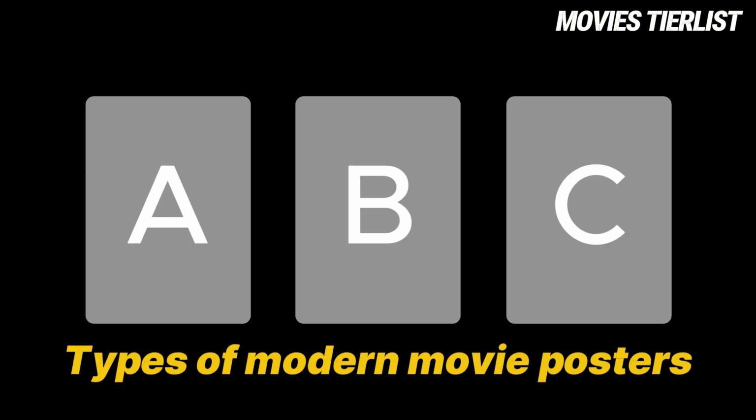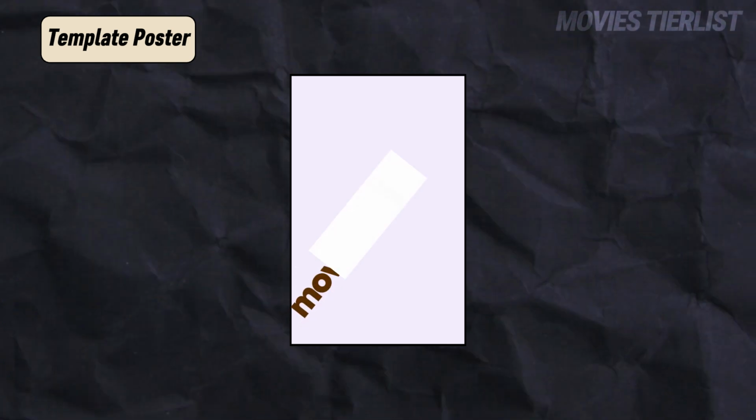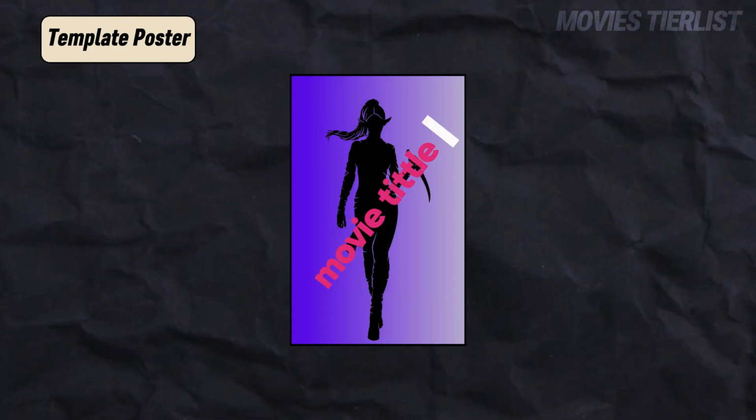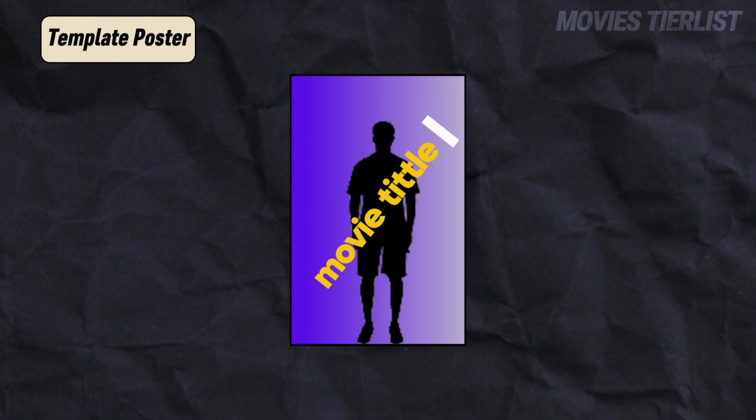Types of modern movie posters. The template poster. This is a typical design concept where you simply swap the actors and the movie title, and it's done. Same colors, same composition, same proportions.